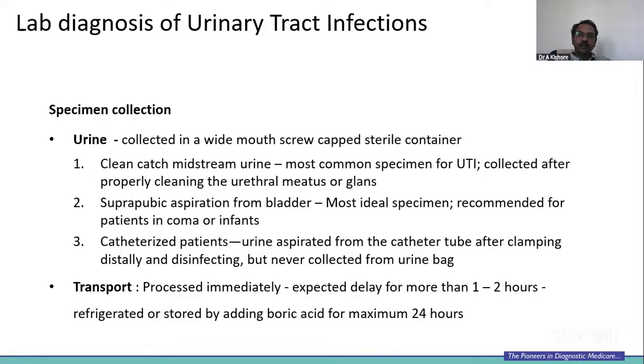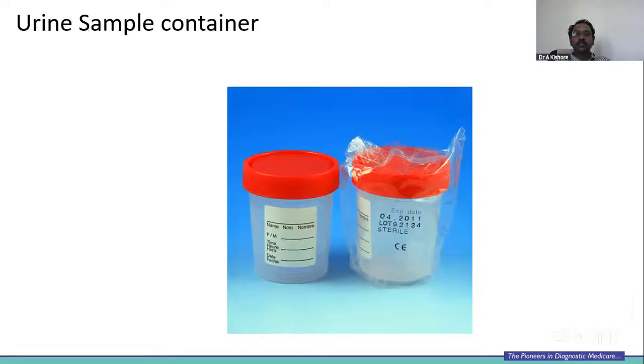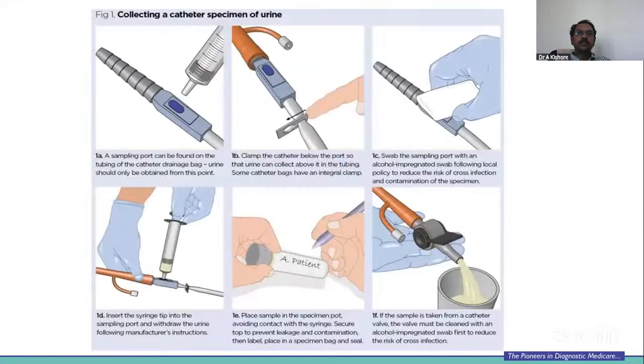You need to collect it from the catheter tube after clamping it distally and disinfecting it. I'll just show you in the picture how to collect it. This is the urine container, a sterile container that has to be used with proper labeling. This picture clearly shows you from where you need to collect, not from the bag. If the patient is catheterized, there will be a sample port. The blue one that you are seeing is a sampling port, found on the tubing of the catheter draining bag. Urine should only be obtained from this point.